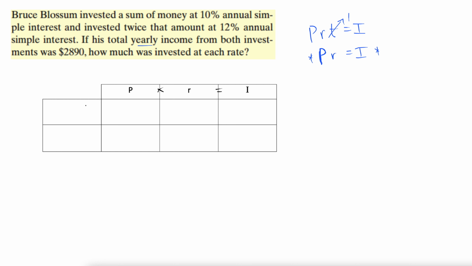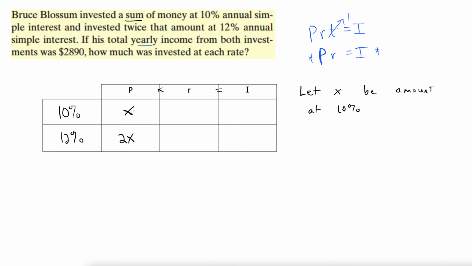Okay, we have two accounts, 10% and 12%. Principal. Well, he invested a sum of money at 10%. We don't know how much. Let's let that be the unknown. Let X be the amount invested at 10%. If we let that be X, well then it says twice that amount is at 12%. Twice that amount, 2X.